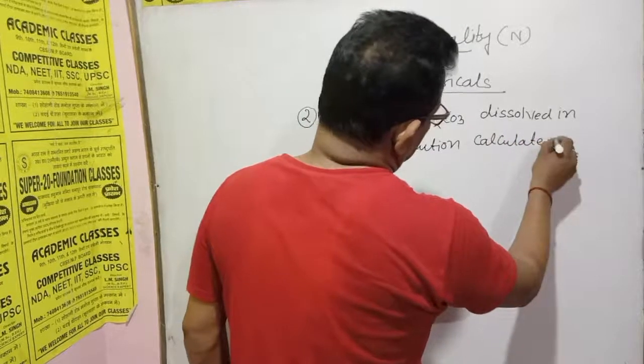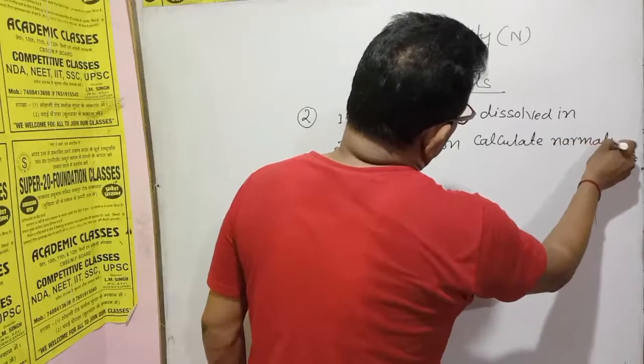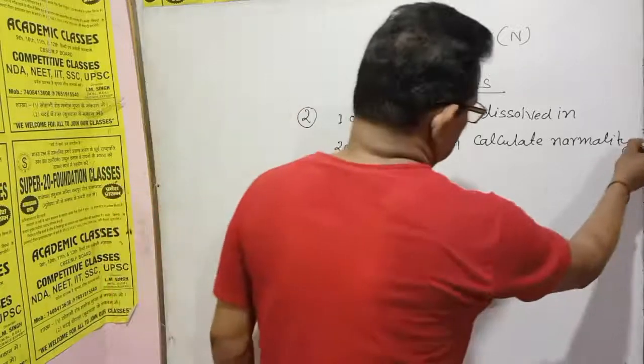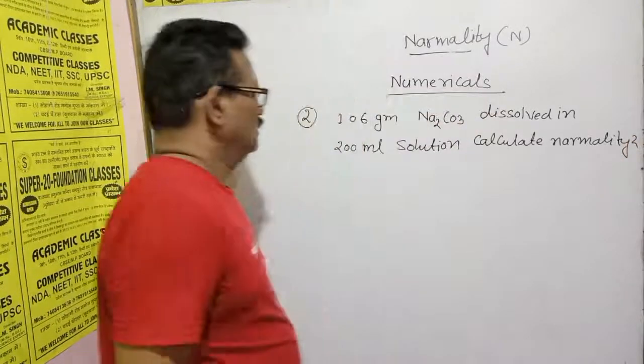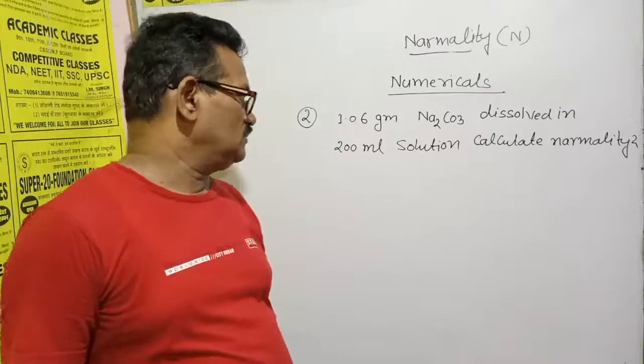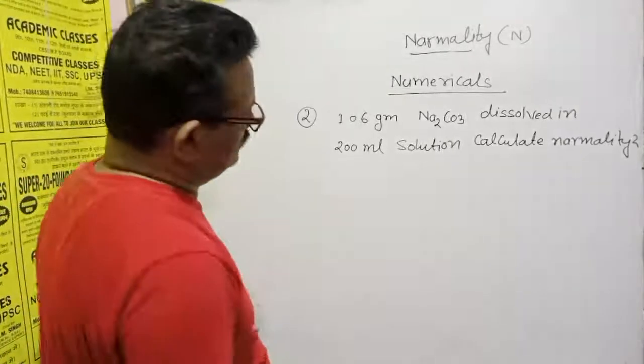Calculate normality. This is your question here. 1.06 gram sodium carbonate dissolved in 200 ml solution. Calculate normality.